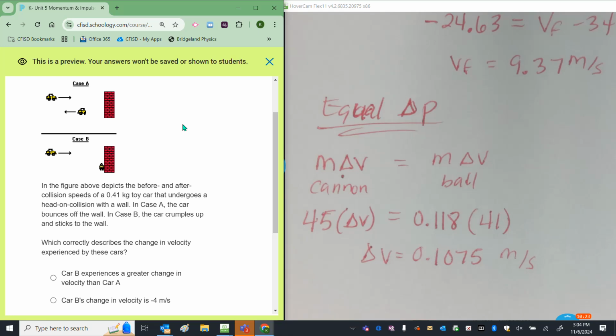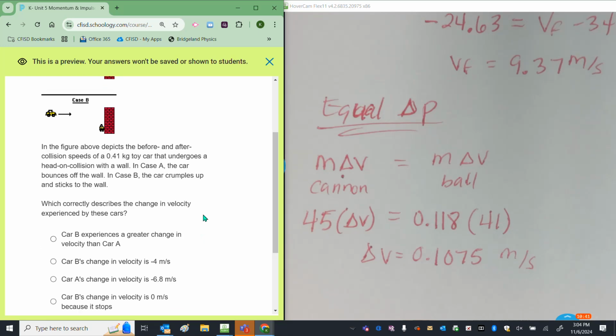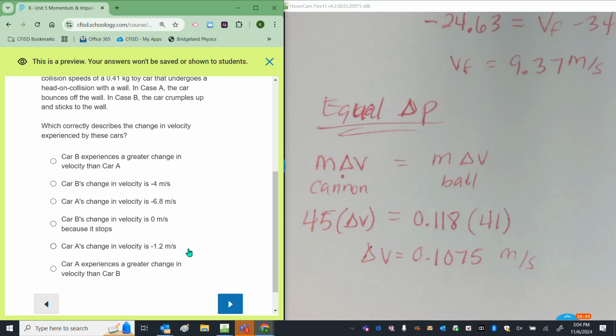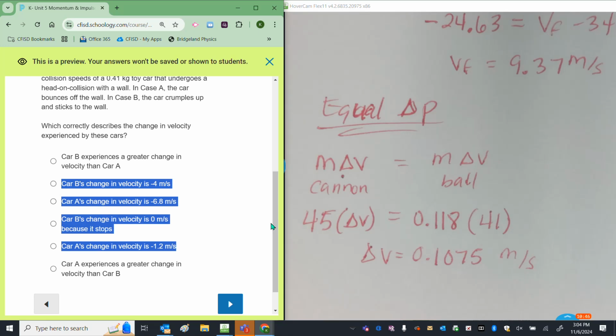But this is a concept question, and it says, in the figure, the figure above depicts the before and after collision speeds of a 0.41 kilogram toy car that undergoes a head-on collision with a wall. In case A, it bounces back. In case B, it crumples. What correctly describes a change in velocity? Again, you cannot pick any of these things. We don't have numbers, so we don't know what the change in velocities are. So I probably would have changed those choices so that they didn't have numbers in them, but it's okay.